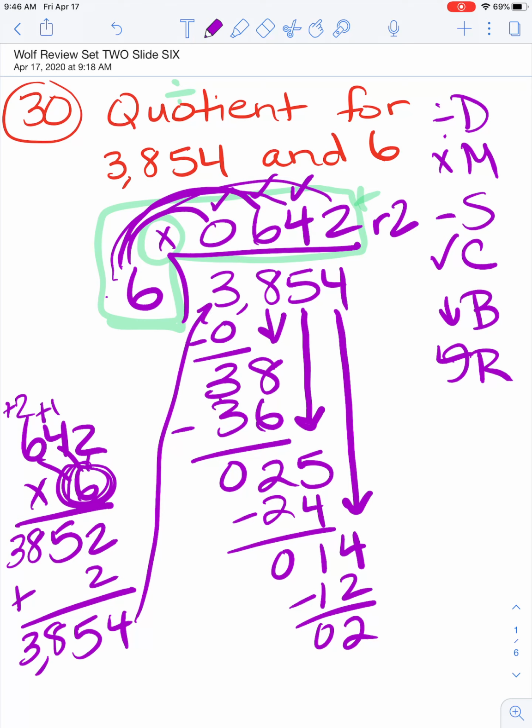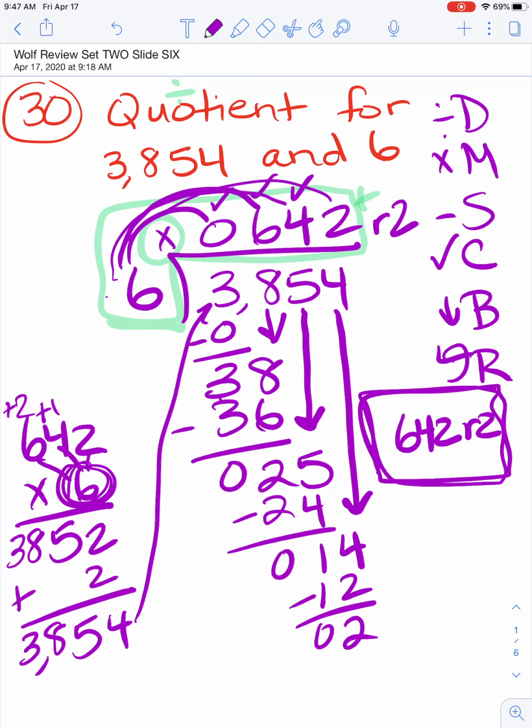If it matches the dividend, we know we did it right. So our answer is 642 remainder 2. Boxing our answers is always a really good idea so your teachers know where your answer is when you have all this work.